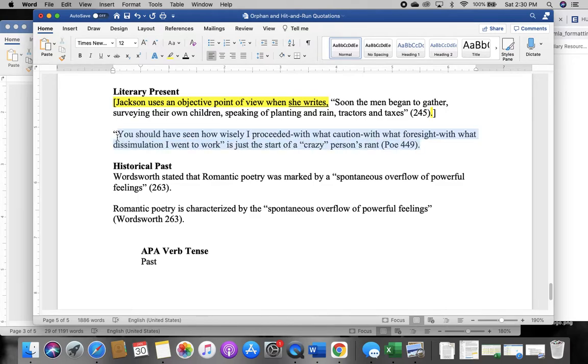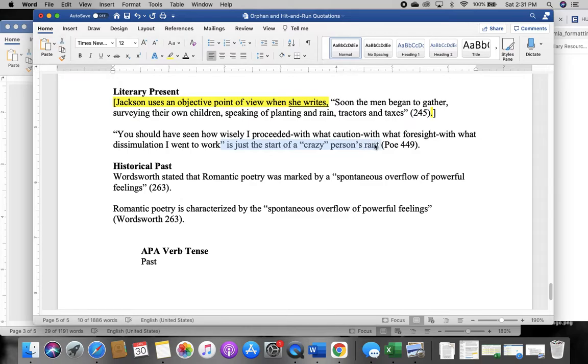And that's because, like I said, when we talk about whether the quotation grammatically flows, yes. "I went to work is just the start of a crazy person's rant," right? It's like, yeah, that makes sense. There's no grammar that's needed.